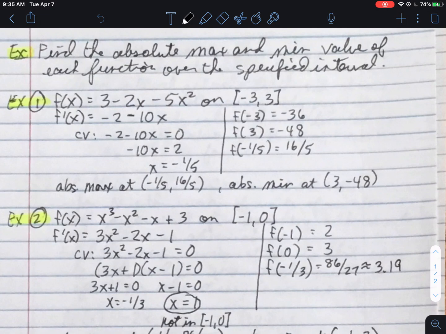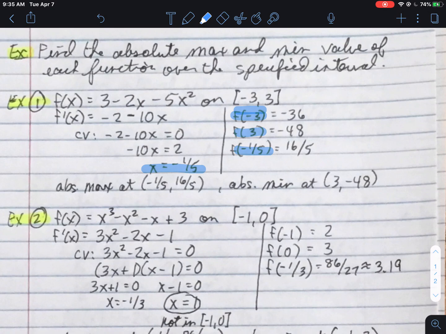Find our critical values, setting that equal to 0, and I get x equals negative 1/5 as my critical value. And then we just plug in our critical value and each of the endpoints of the interval into our function. So f of negative 3 would give you negative 36. Now again, we're plugging that into the function because now we're interested in what is the function value at each of these points. So then f of 3 is negative 48. Plug in negative 1/5. F of negative 1/5 gives me 16/5.